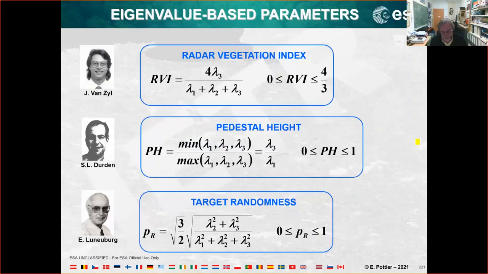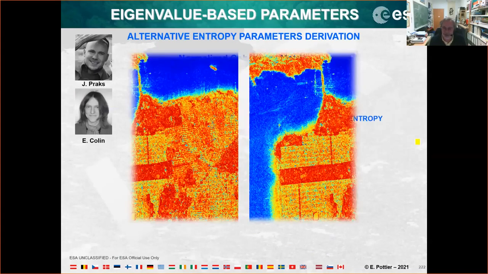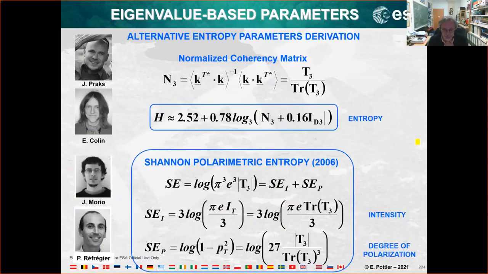We have the target randomness, which was proposed by Lundgren. We have another approach, proposed by Pra and Elise Collin, to derive the entropy and also the alpha parameter without deriving the eigenvalues and eigenvectors. This approach is a simplification of the entropy, and you can see it is quite the same as the real entropy. Something very important, which I said at the beginning, is the Shannon parametric entropy, another way to present this information of entropy.